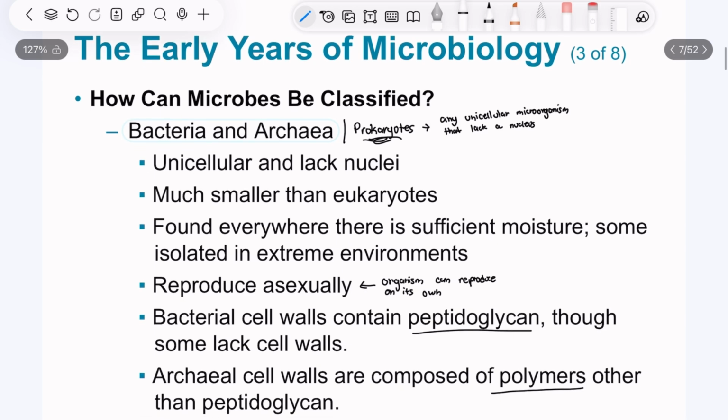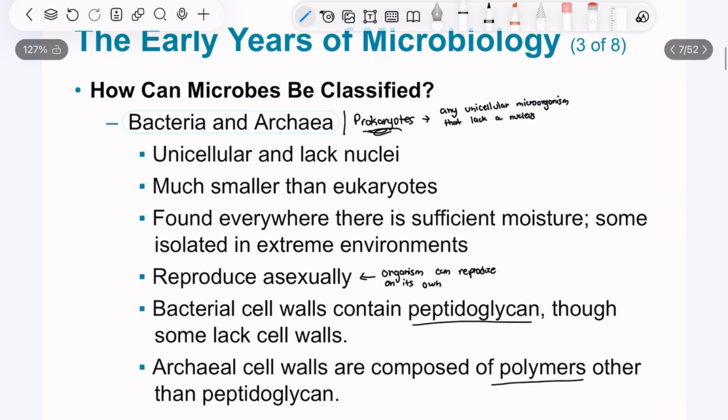So bacteria and archaea. Bacteria and archaea are prokaryotes, and prokaryotes are any unicellular microorganisms that lack a nucleus. They are much smaller than eukaryotes, and they are found everywhere there is sufficient moisture, and some even in isolated extreme environments. They reproduce asexually, meaning that the organism can reproduce on its own.